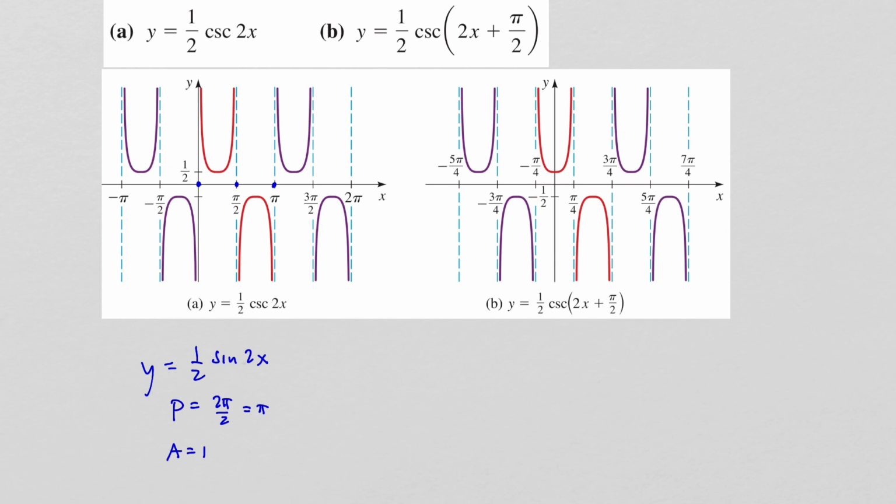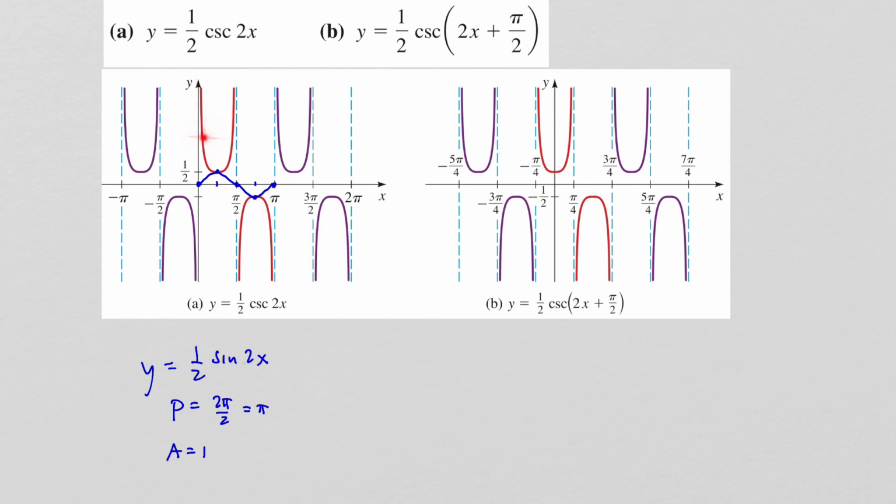At pi over 2, it crosses. And then at pi over 4 here, it's going to hit 1. And at 3 pi over 4, it's going to hit -1. And so here is the graph of 1/2 sine of 2x. Now, once you have that, you can see that the asymptotes for cosecant occur everywhere that sine hits the x-axis. So we have these asymptotes here.